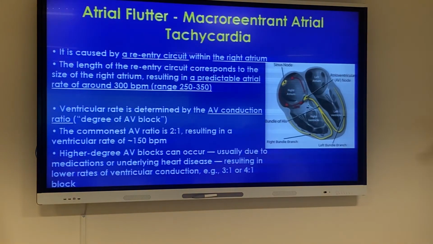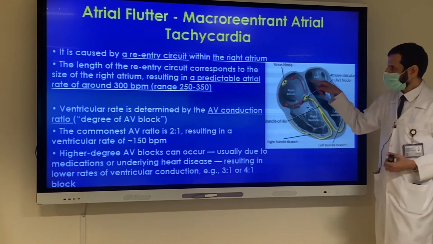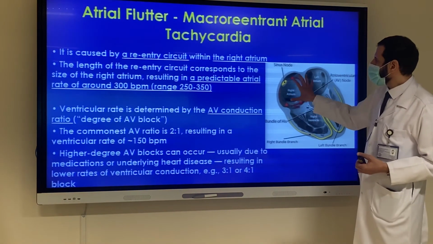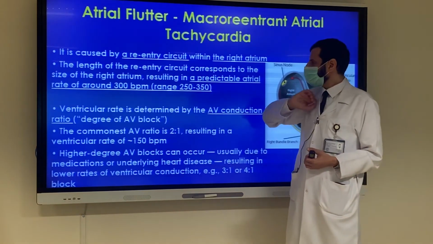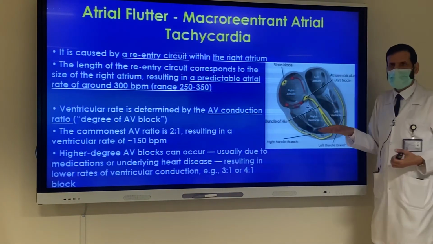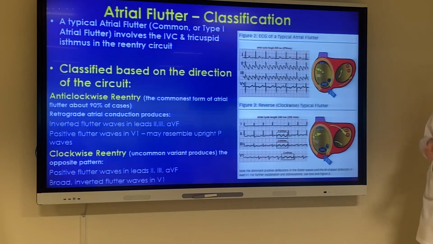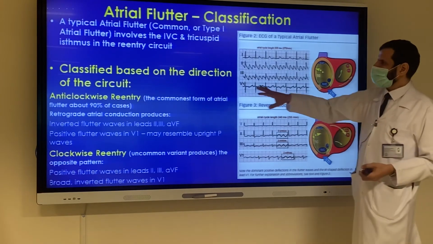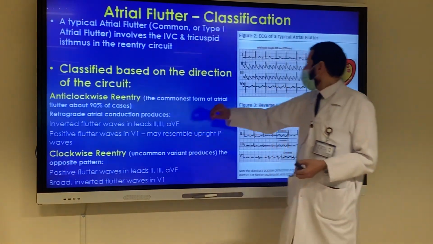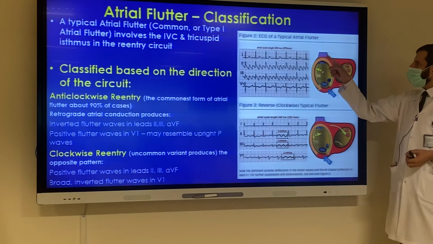Atrial flutter is a large re-entry circuit, most of the time in the right atrium. The rate in the atrium is between 250 to 350 beats per minute. However, the conduction down the AV node could be fast, could be slow, could be regular, could be irregular. You will hear this terminology. You don't even need to remember these things, but the circuit in the right atrium could go this way.